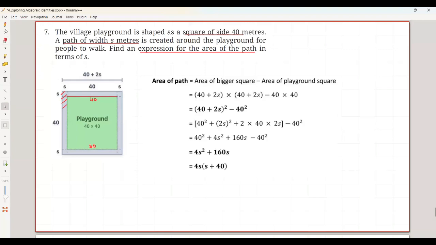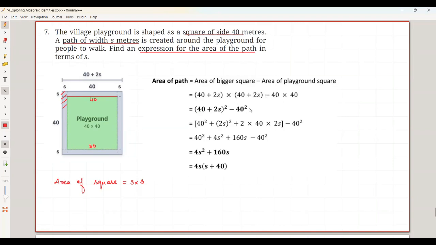This is in the form of a square, so we can write the area of the square formula first. Area of square is equal to side into side. The side of the big square is 40 plus s plus s, so the side is 40 plus 2s. Side into side: 40 plus 2s into 40 plus 2s, minus the area of the playground. The side of the playground is 40, so 40 into 40.